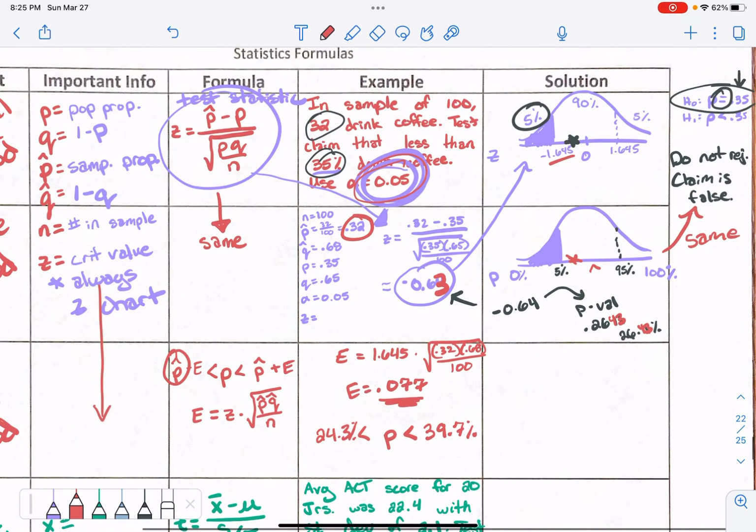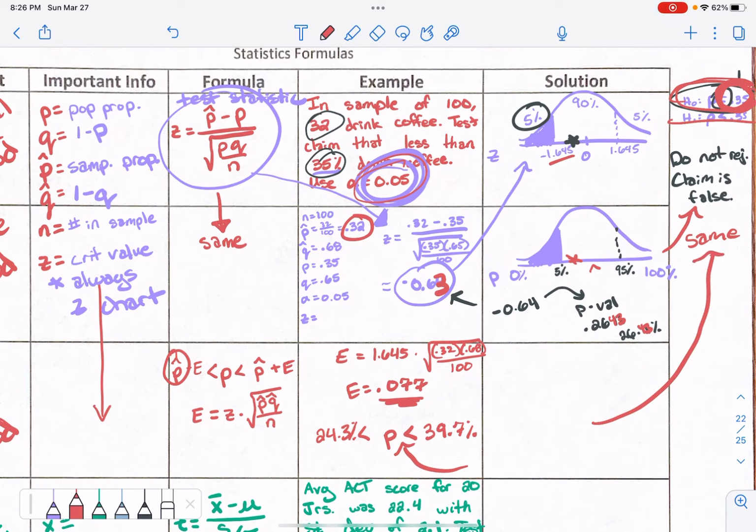And then for the confidence interval method, this is kind of the easy part. My hypothesis was 35%. What we're doing is looking to see, does 35% live in here? And if it does, then we're going to circle this top part and cross off the bottom one. So same result as what we got before. Do not reject, claim as false, because 35% does in fact fit in there. Okay. All right, let's go on down to means.